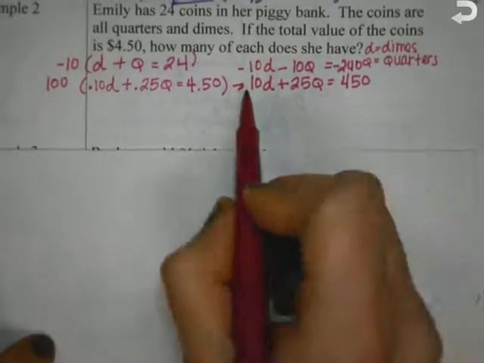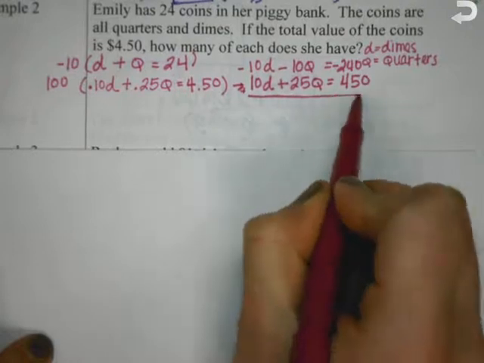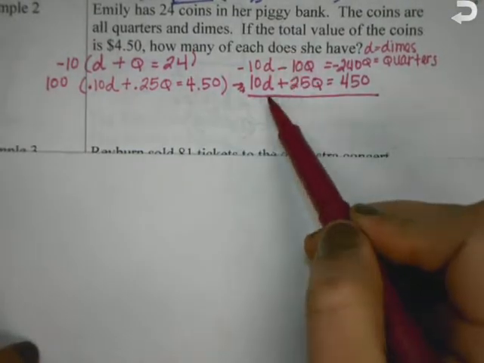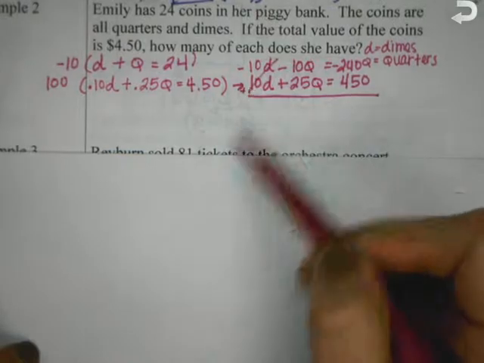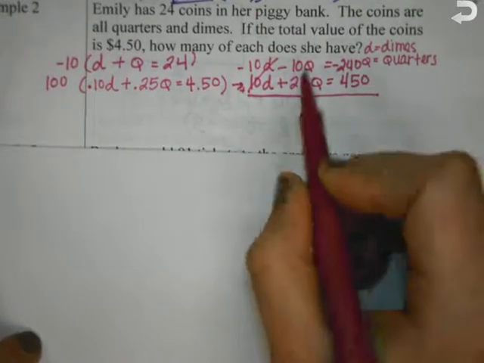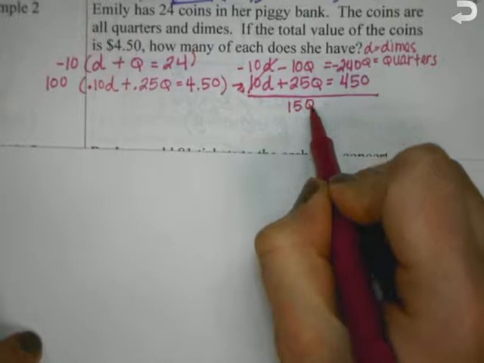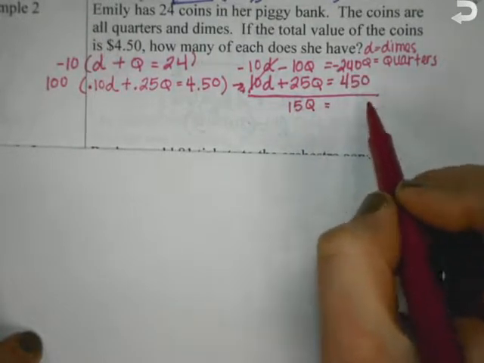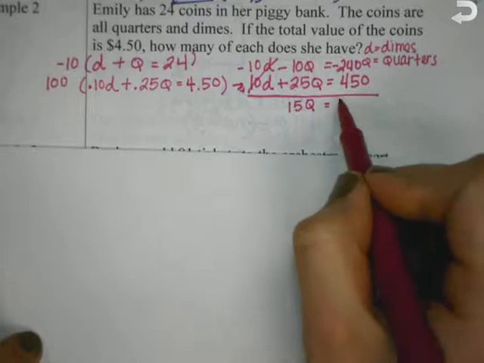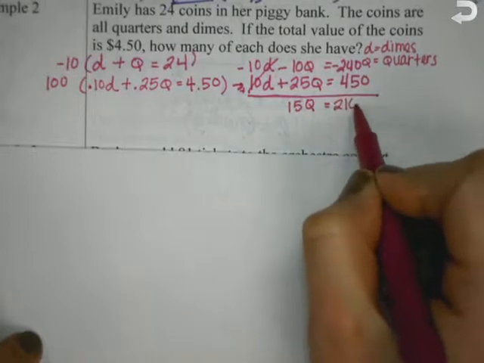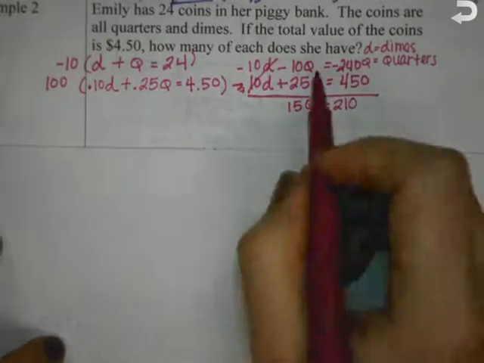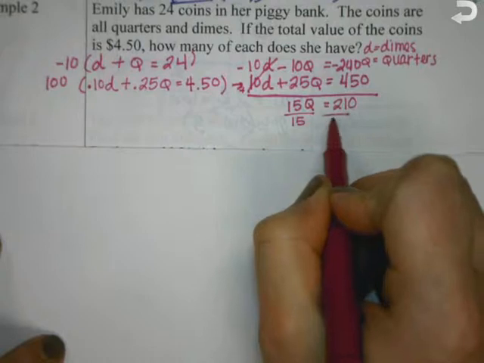Okay, elimination. Negative 10D plus 10D, what does that give me? 0. Negative 10Q plus 25Q gives 15Q equals negative 240 plus 450. That's going to be positive 210. You're wrong, Ellen. Okay, find Q. I need to divide by 15. And I'm actually going to do that work off to the side.